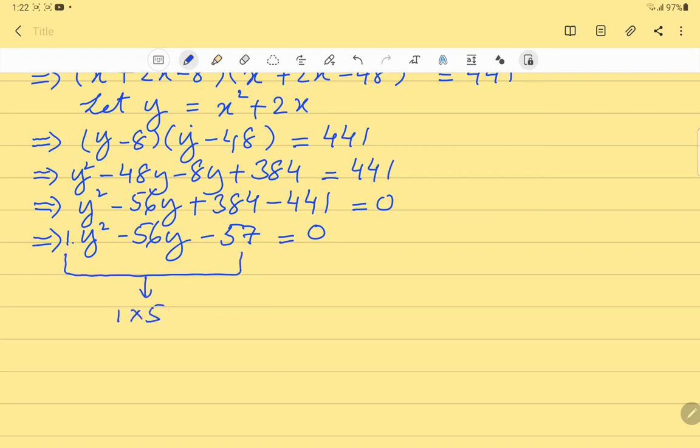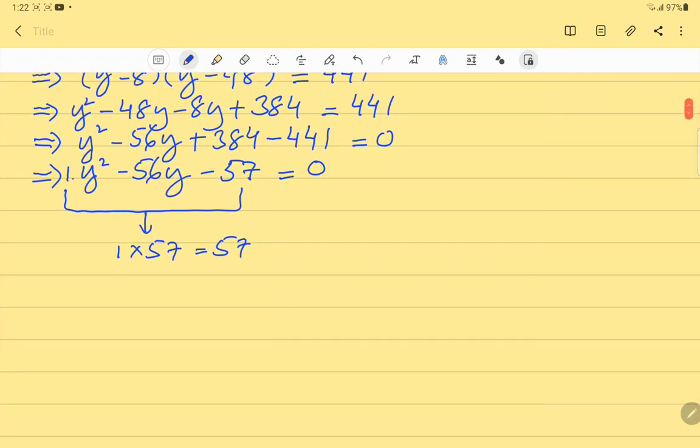We will be getting 1 into 57 is equal to 57. Let's write down all its possible pair of factors. So the first one is itself, which is 1 into 57. Second one is 3 into 19 is equal to 57. And I believe these are the only two pair of factors.